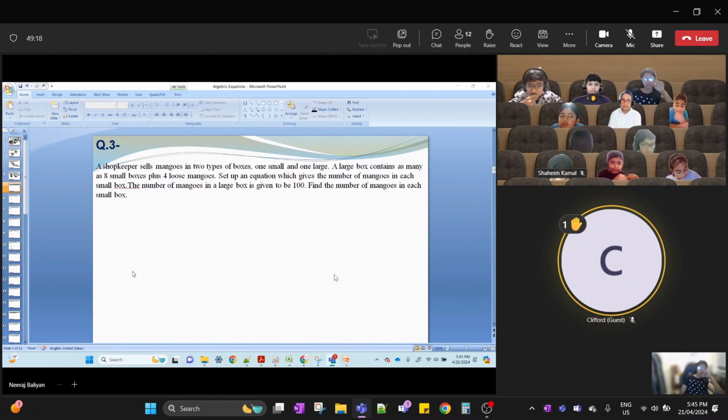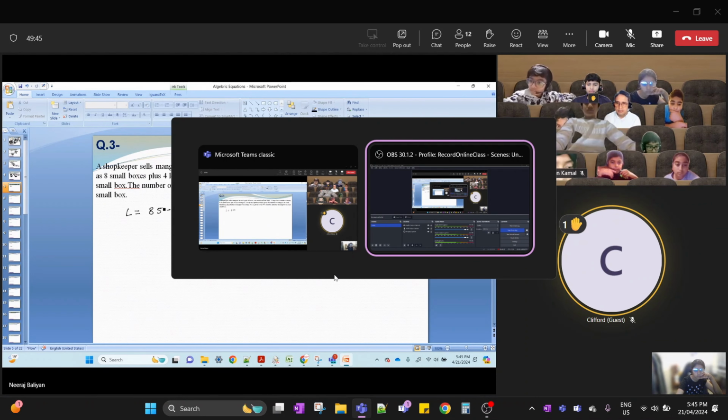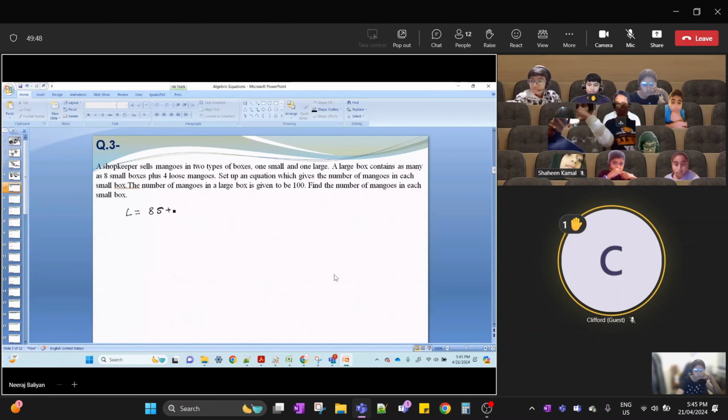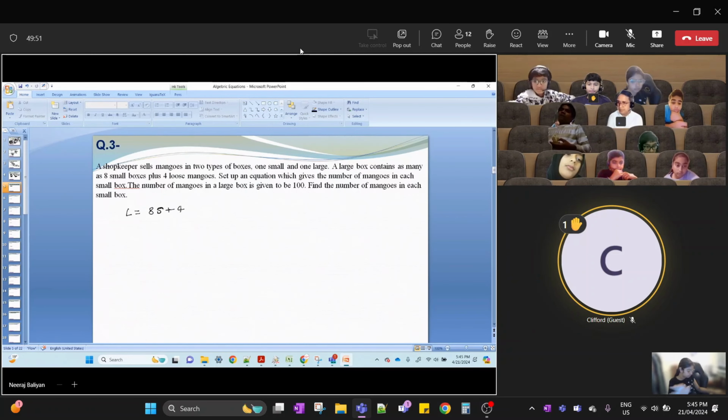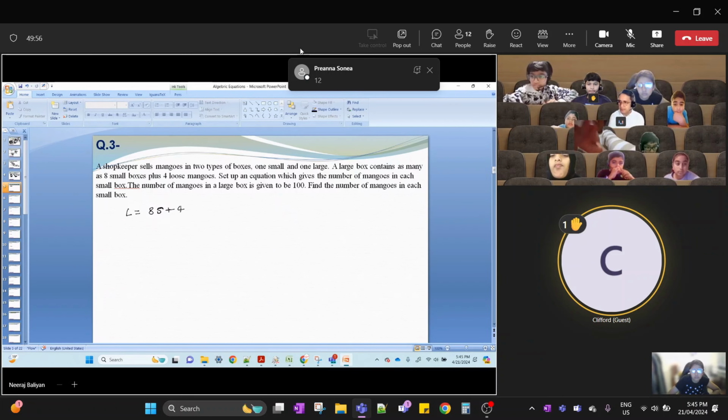So L equals 8S plus 4. Sorry, which variable are you assigning to the small box? L is the large box and S is the small box. Okay, so L is equal to 8S plus 4. Everyone, please have a look here, okay? And if there is any doubt or any issue, please let us know, okay?